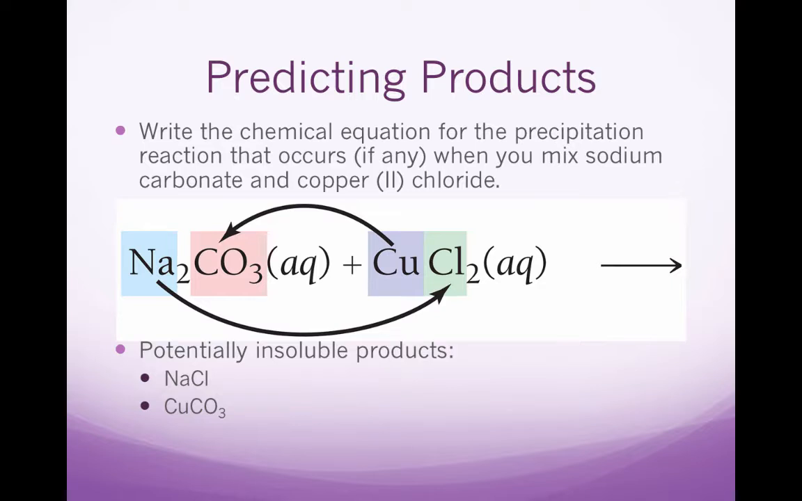So write the chemical equation for the precipitation reaction that occurs, if any, when you mix sodium carbonate and copper(II) chloride. So we swap partners and write down what our potentially insoluble products are, which are sodium chloride and copper(II) carbonate.